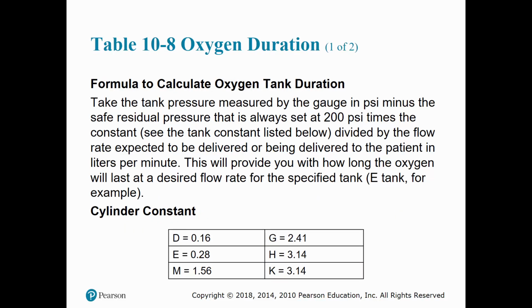To determine how much oxygen is left within the tank, the first thing you want to do is take your tank pressure, measured by the gauge in PSI, minus the safe residual pressure that is always set at 200 PSI, times the constant, divided by the flow rate expected to be delivered or being delivered to the patient in liters per minute. This will provide you with how long your tank will last at a desired flow rate for the specified tank, such as using an E tank for example.